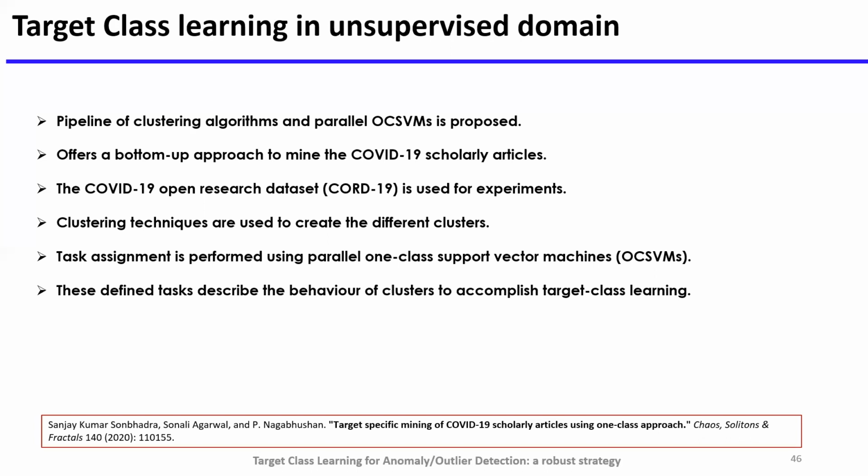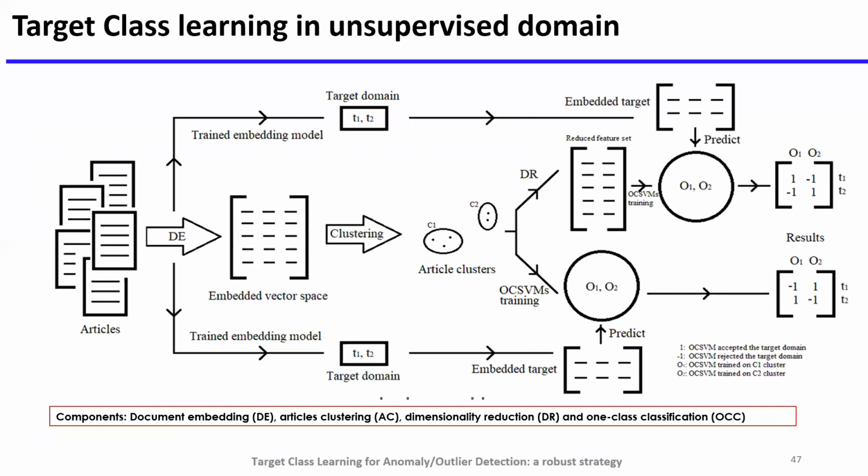Initially, clustering techniques were used to create the different clusters. So the samples are available, and some pre-processing was done to represent the text as vectors. The clustering was done using pre-existing clustering techniques, then the task assignment was done, and in parallel, one-class support vector machines were trained on different clusters. At the same time, the new incoming samples were tested on whether they belong to this category or not. So this is the whole schematic.